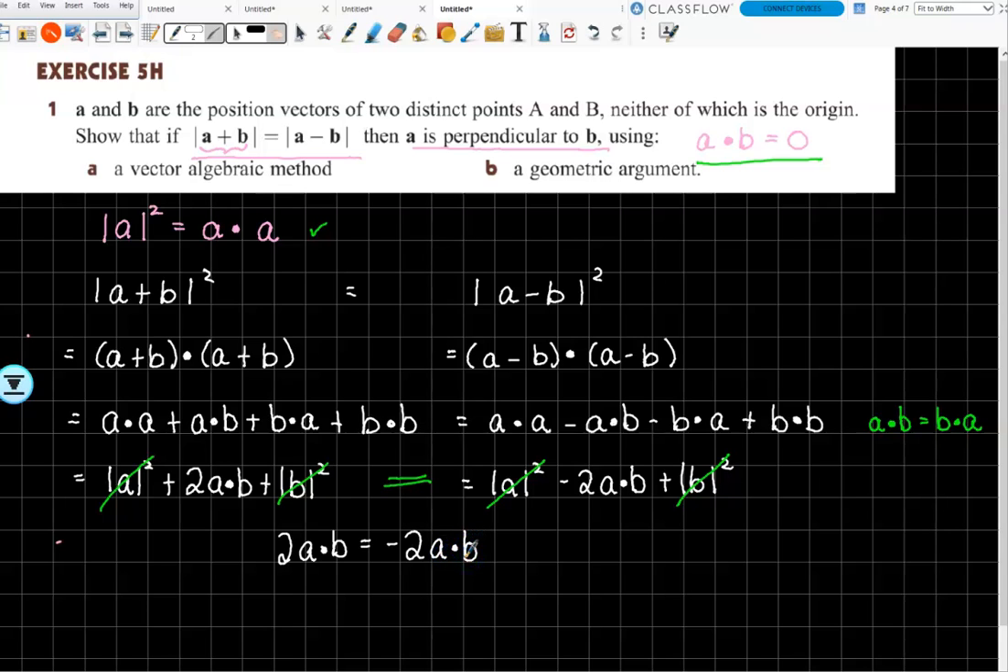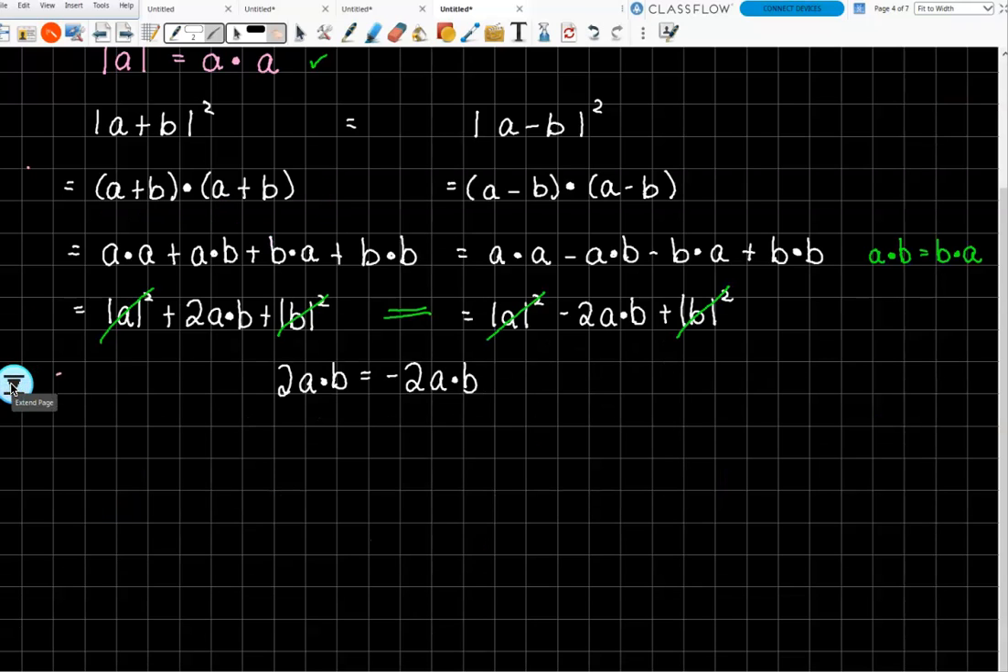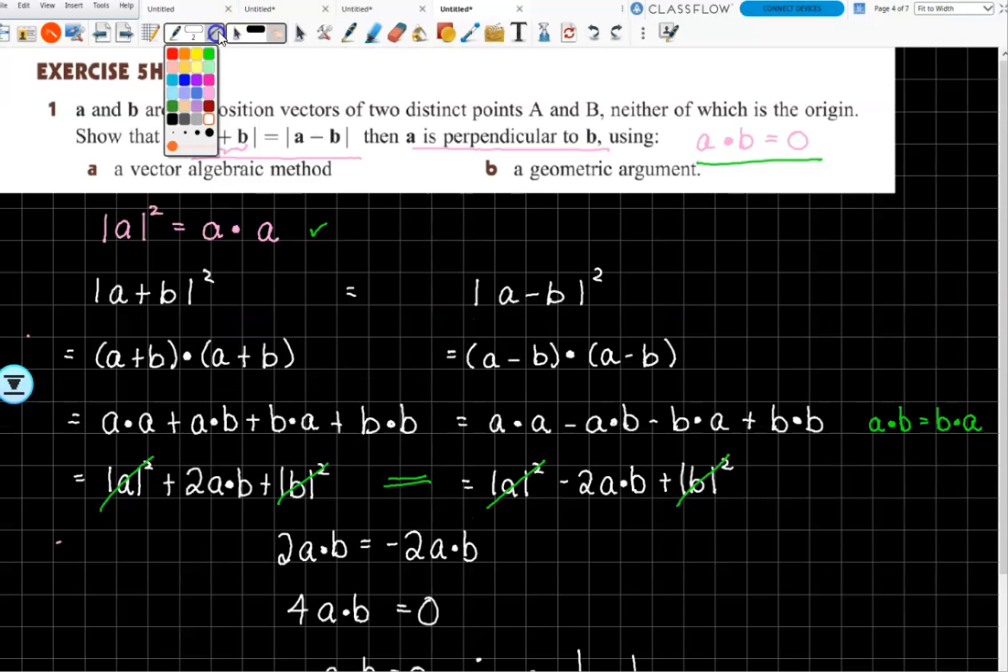And you go, well, yep, get everything over to one side. So we end up with 4A dotted with B equals 0. And the only way that that can happen is if A dotted with B equals 0. Therefore, A is perpendicular to B. So now we're going geometrically.